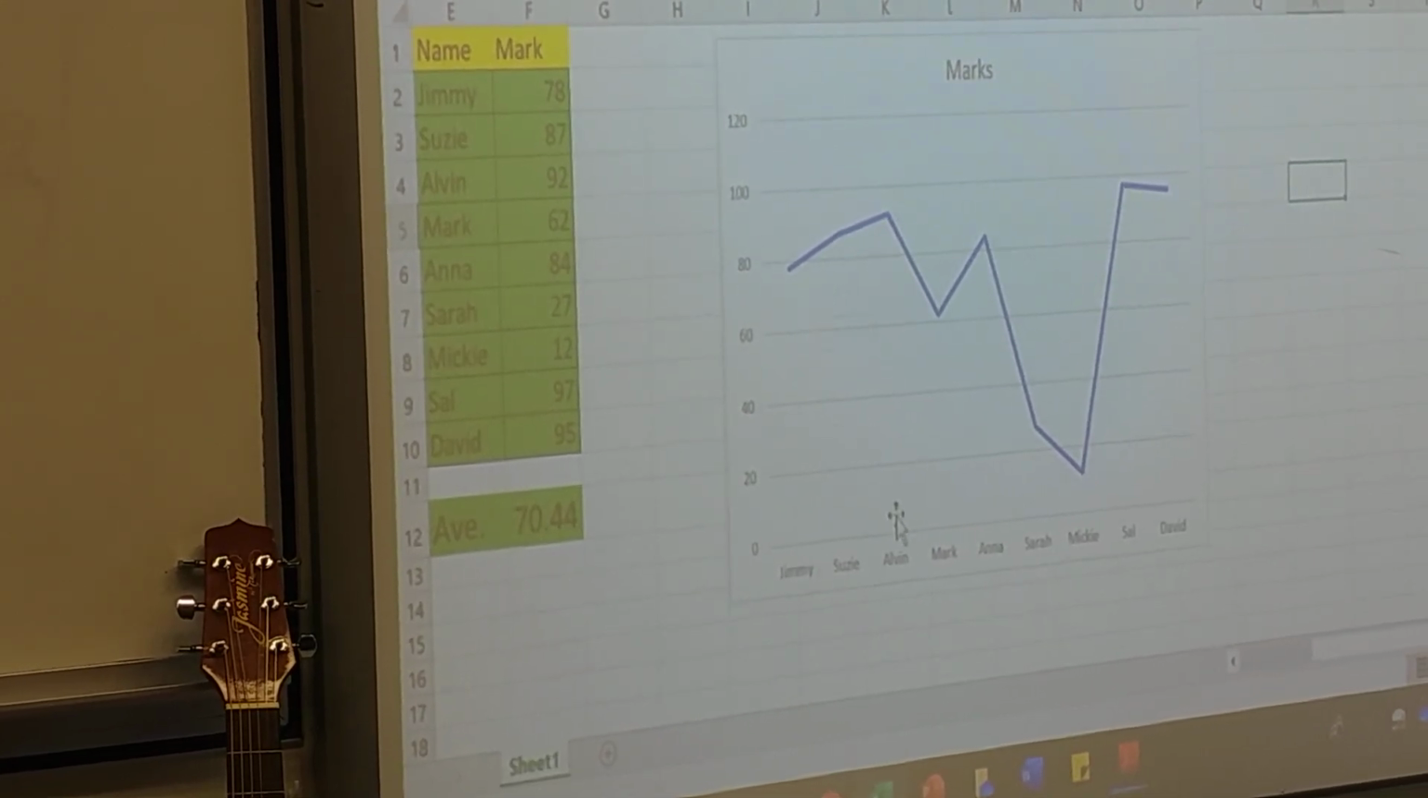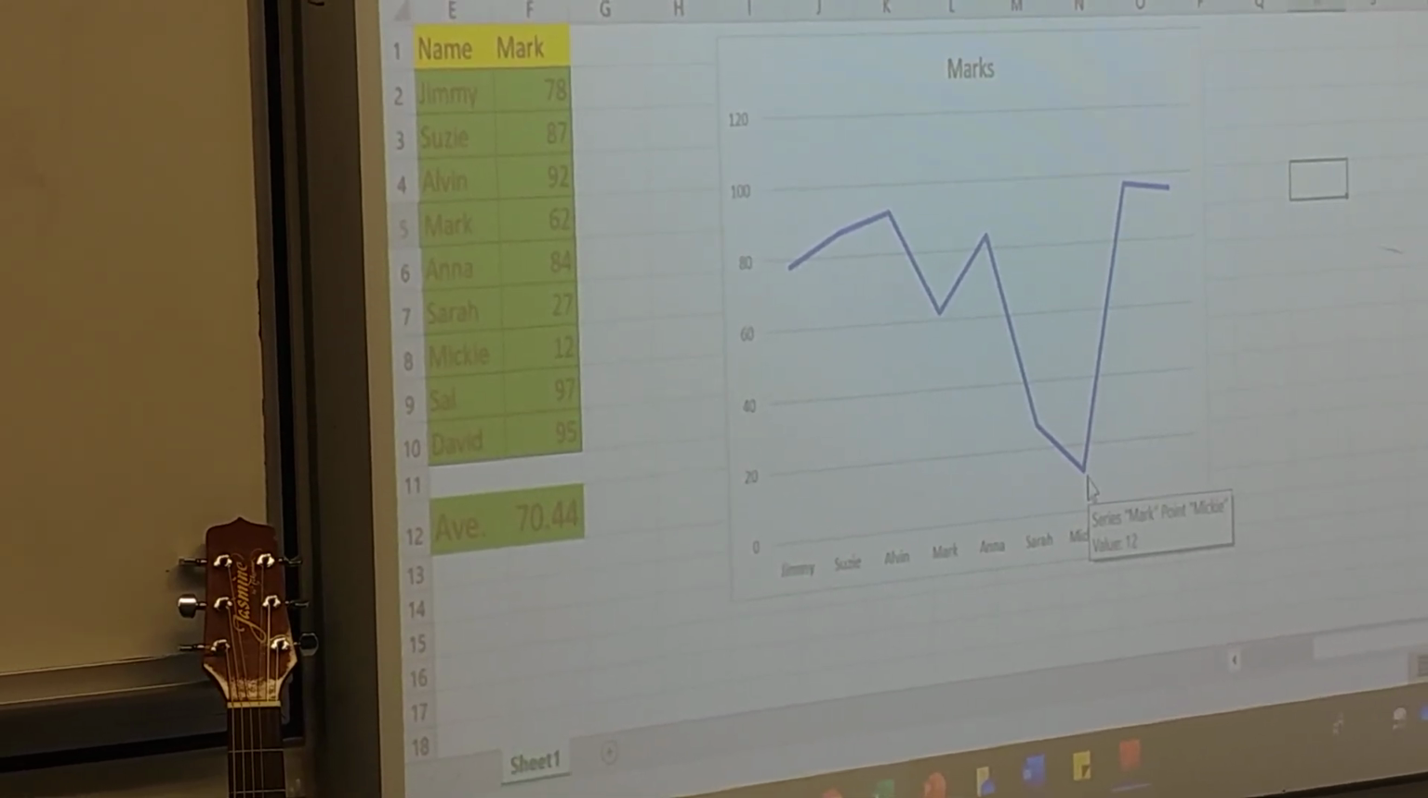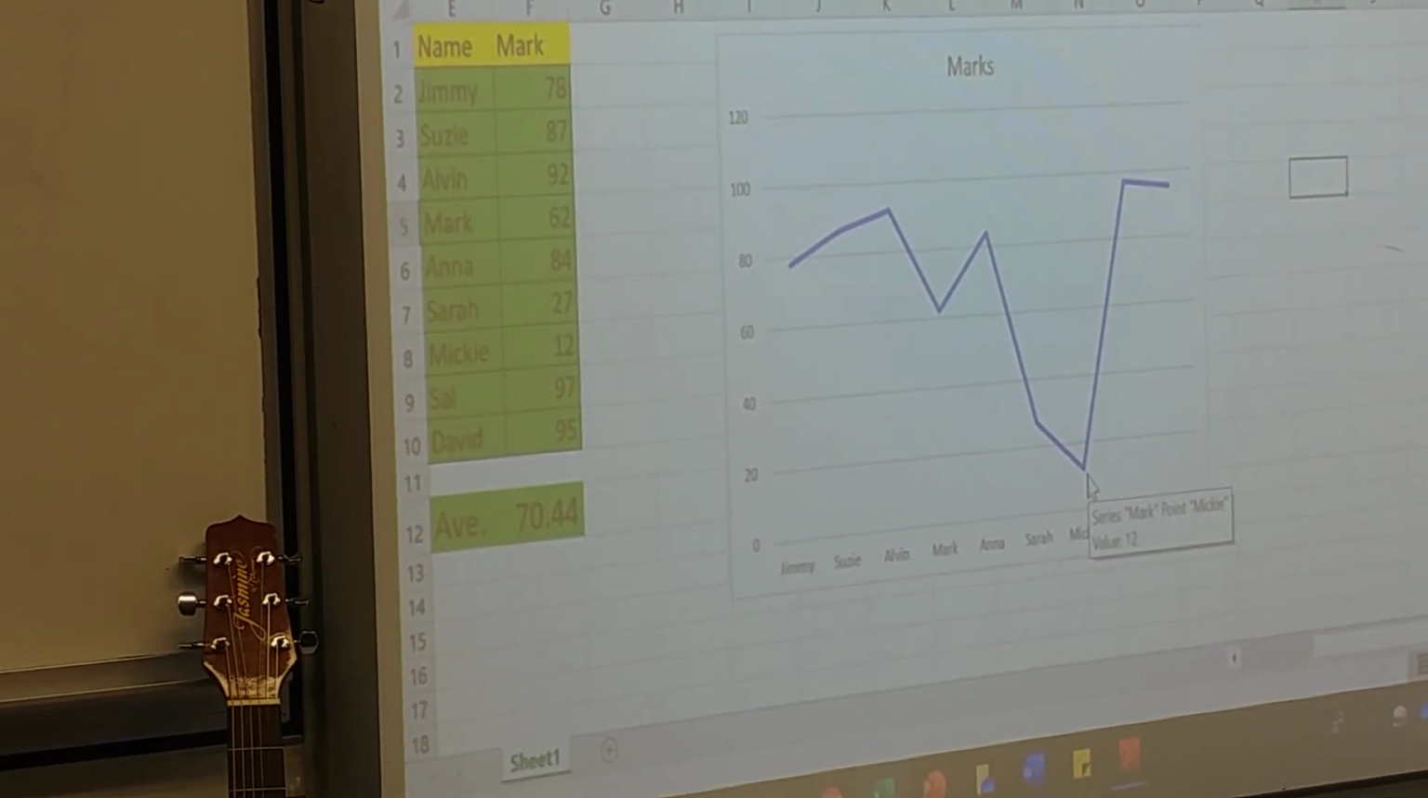You can see that Alvin does fairly well, and it looks like Sal has the highest mark in the class. And Mickey has like a 12%. I think Mickey must have been one of those kids that writes IDK OMG all over their paper. I literally got a final like that once from a kid where about 80% of the test they wrote IDK OMG, and then a couple of other things that I wouldn't repeat, because I think at that point he was very frustrated with this test.